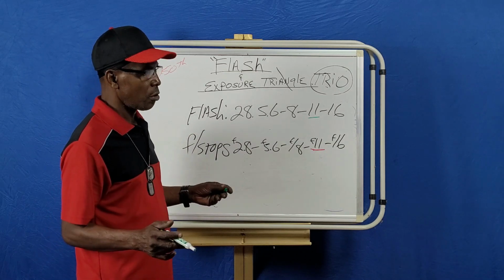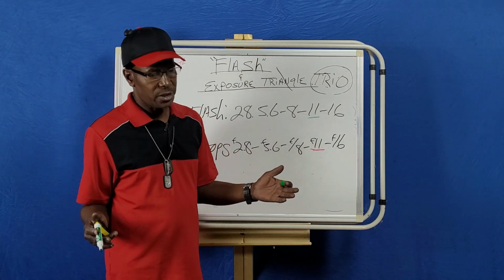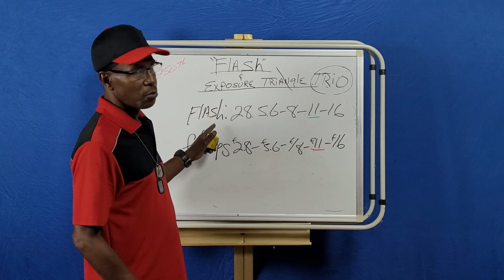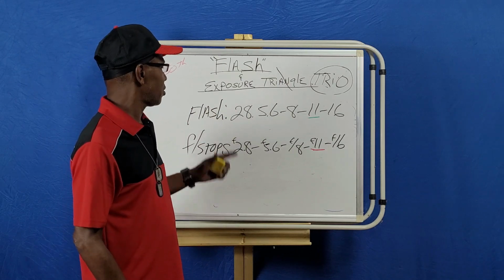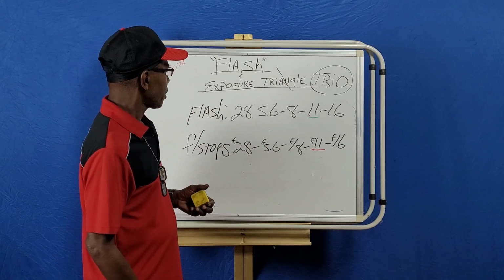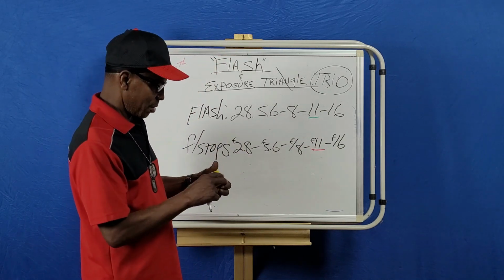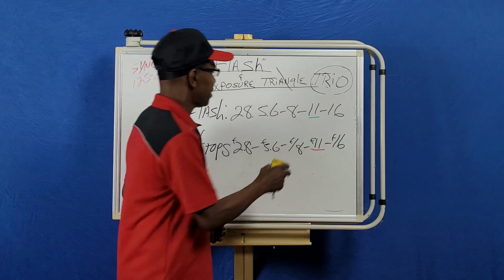You have total control. Does it work the other ways? Of course it does. This is just the way I prefer to do it. And an easier way for you to understand it or to explain it. So if I'm at f11 and I want even light, I just put that baby on f11 and it should be pretty good.